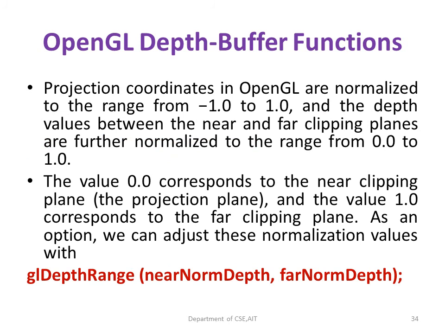The projection coordinates in OpenGL always lie between the normalized values -1 to 1, and the depth values lie between 0 to 1. 0 is the near clipping plane and 1 is the far clipping plane. If I want to adjust these normalization values, then I can go for an API called glDepthRange, which ranges from near normal depth to far normal depth.